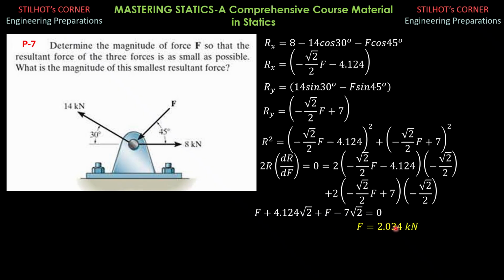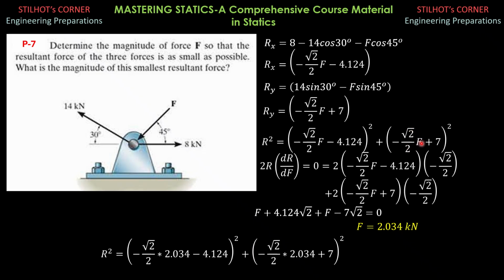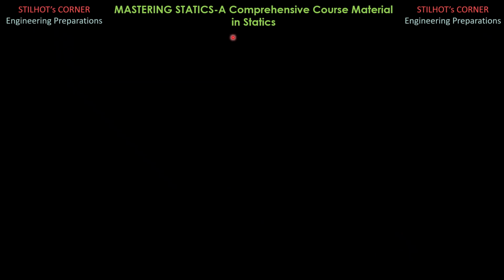Then for the magnitude of the smallest resultant force, substitute into this equation here. R squared equals quantity negative square root of 2 over 2 of 2.034 minus 4.124 quantity squared plus negative square root of 2 over 2 times 2.034 plus 7 quantity squared. So using your calculator, R is 7.866 kilonewtons.